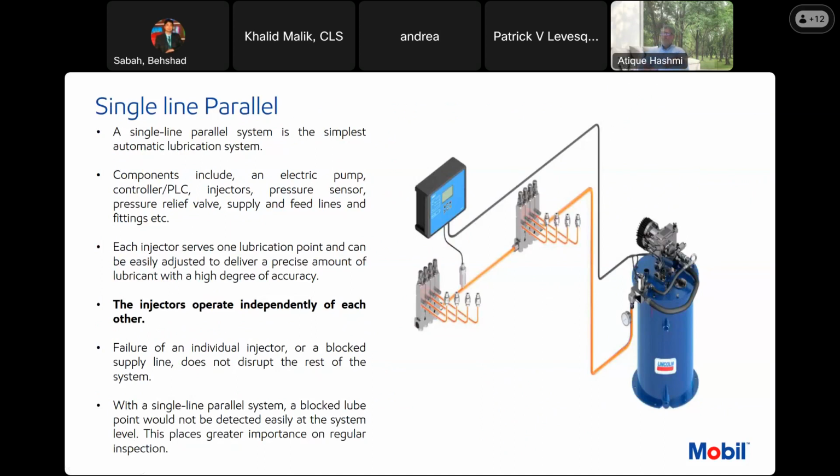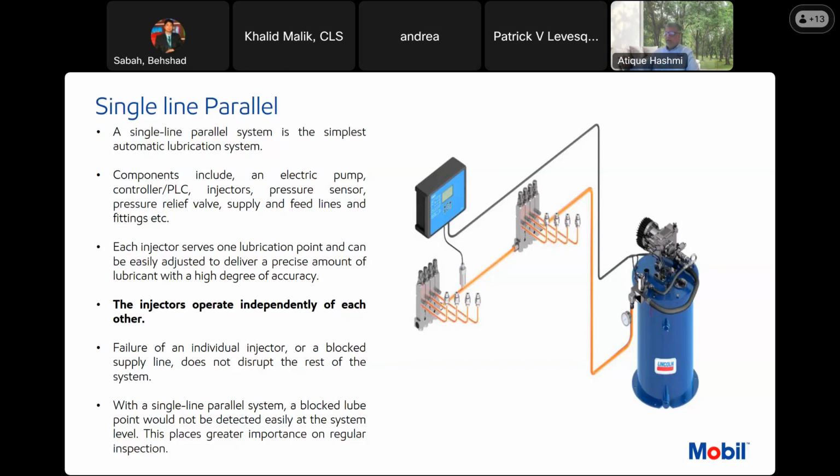Single line parallel is the simplest automatic lubrication system. So UV valves or MSP valves from Graco. UV valves are SKF Lincoln; SKF bought Lincoln 10, 15 years ago. So SKF, Lincoln, Elamite are all under the SKF brand now. And then we have Graco, Bajor, different manufacturers, and they have different names for their injectors, but the principle is similar. They work on the same principle. There is no difference.